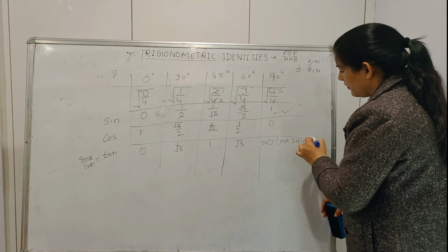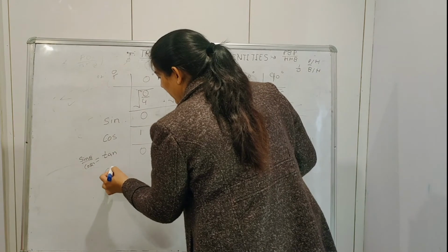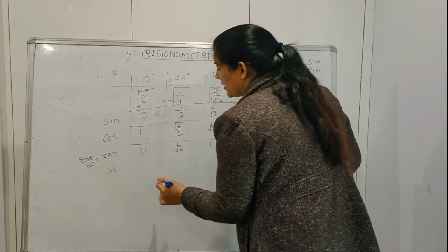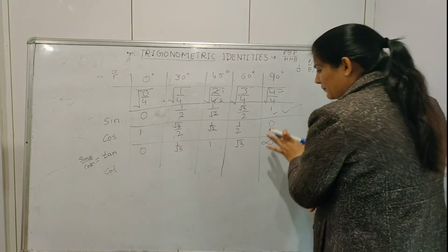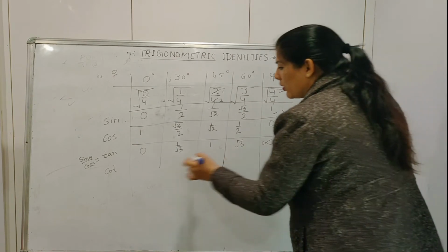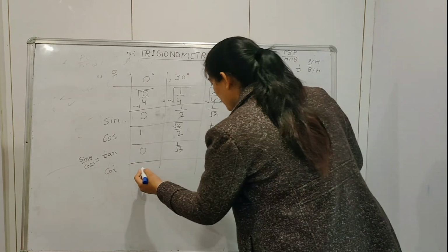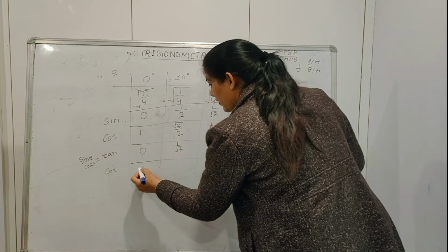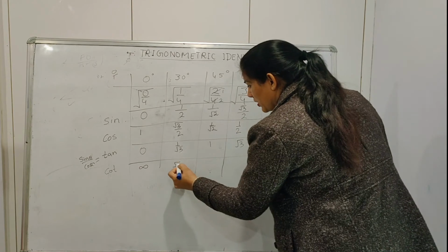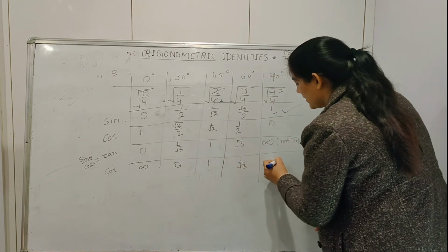Not defined, okay. And the process to find the value of cot will be the same as the value of cos here. You have to just rewrite this row from right to left to change the order here. So you have to write infinity first, then root 3, then 1, then 1 upon root 3, then 0.